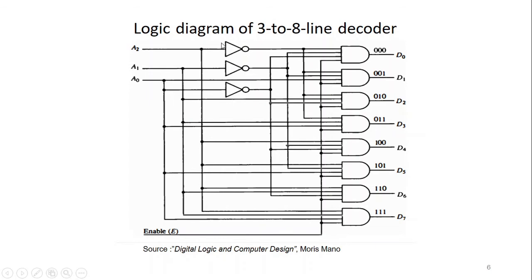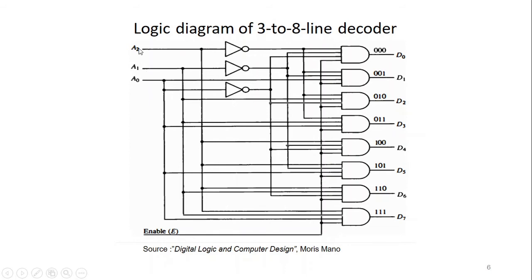For the input, we have 3 inverter gates or NOT gates, which give the inverted output of A2, the inverted output of A1 and the inverted output of A0. We are using AND gates to get the outputs in the decoder. A main application of this decoder is binary to octal conversion.